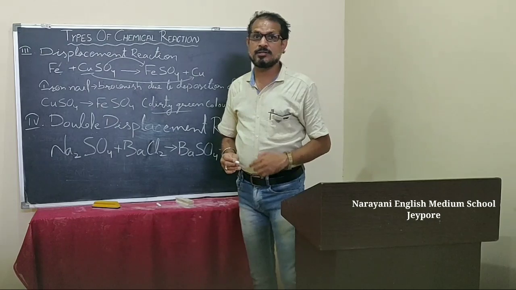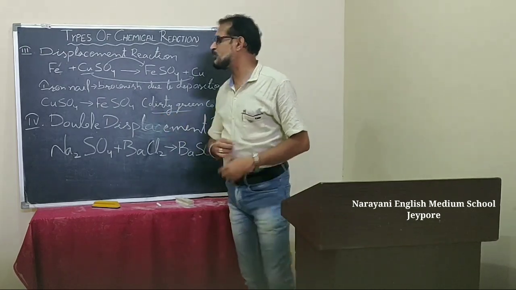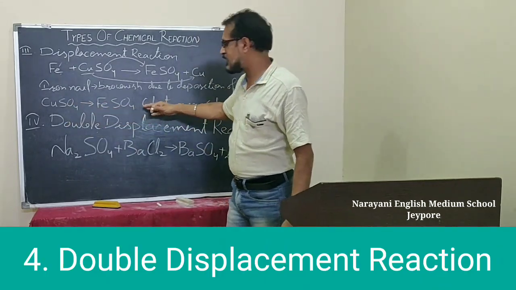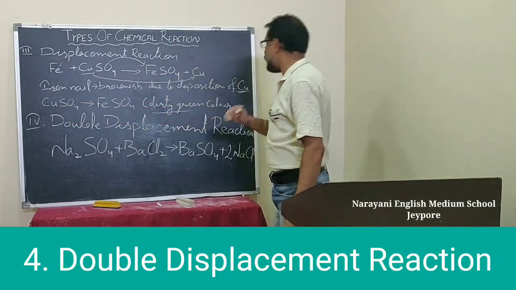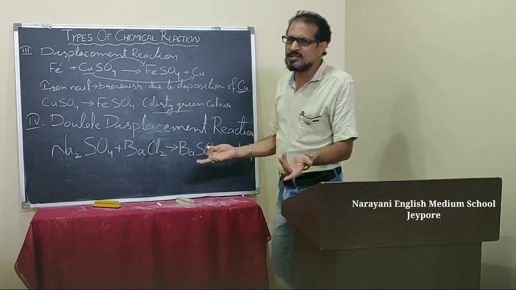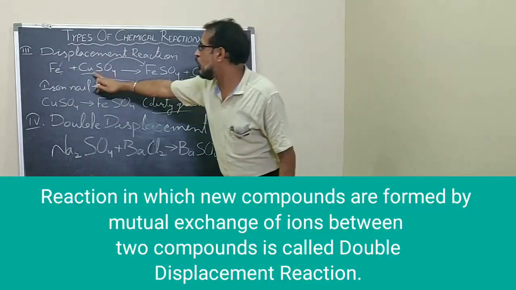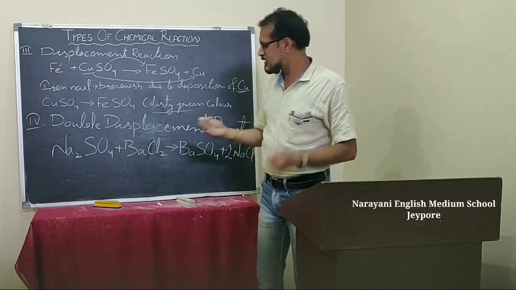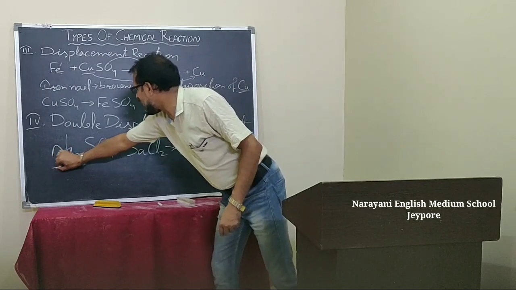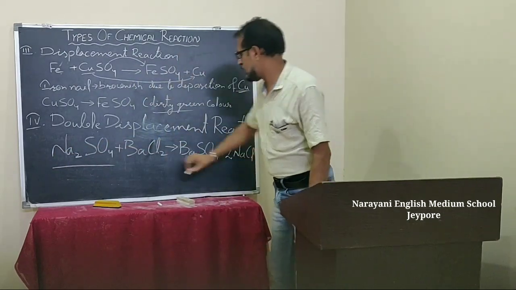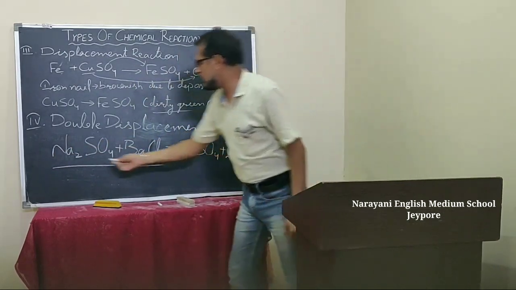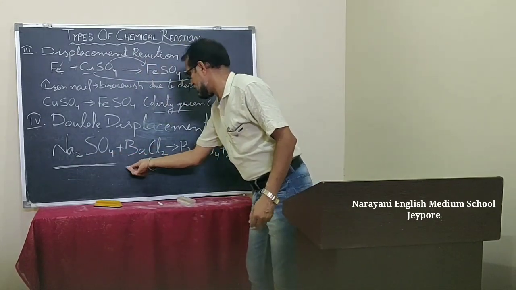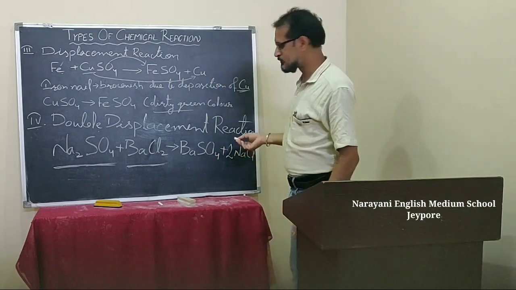We may even get double displacement reaction. Now the fourth type of chemical reaction is double displacement reaction. As the name suggests, what is double displacement? Here only one displacement was there; there, two or more displacements will be there. Let's go to the example. Na2SO4 and BaCl2. See here we have Na2SO4 and barium chloride.